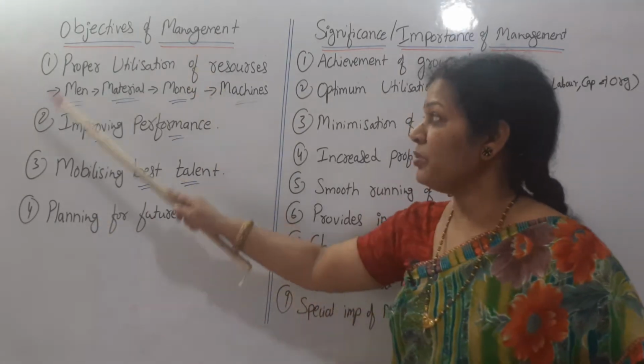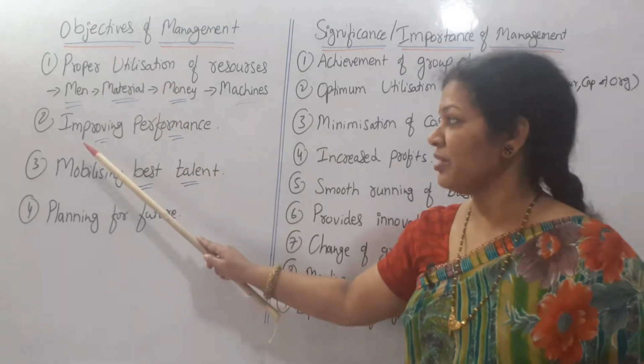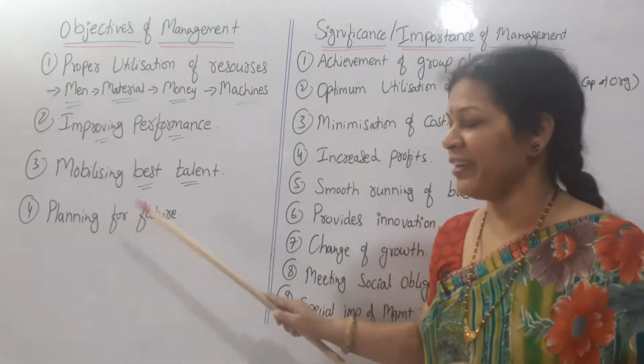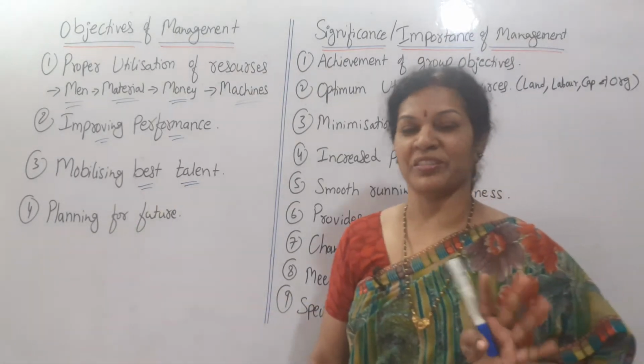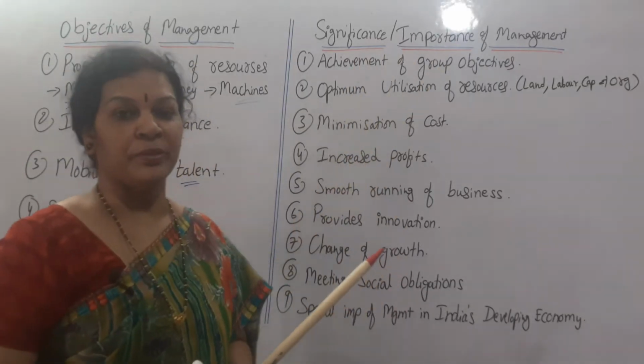These are the main objectives. Able to remember? First one is the proper utilization of the resources. Then improving the performance, mobilizing the best talent, and planning for future. Simple 4 objectives. Now we'll say the significance or importance of management.